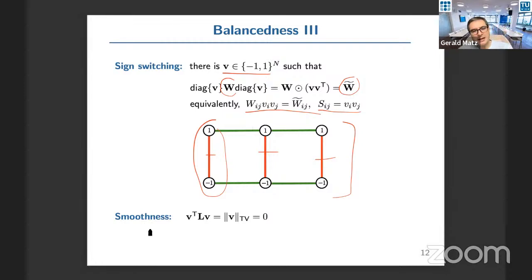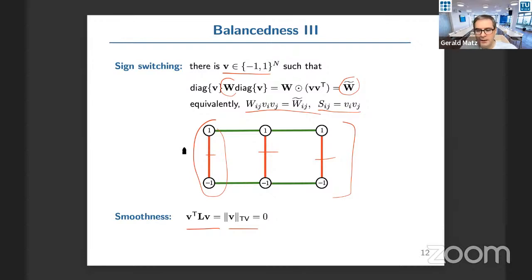As it happens, an alternative perspective is that if you now take the sign switching vector and insert it into our smoothness metrics, either the Laplacian or the total variation, it turns out that the result is 0, which means that the sign switching vector is actually perfectly smooth on our signed graph. Perfectly smooth in the sense that along positive edges you have identical values. Along negative edges, you have opposite values in your signal. So this gives us several conditions for balancedness.